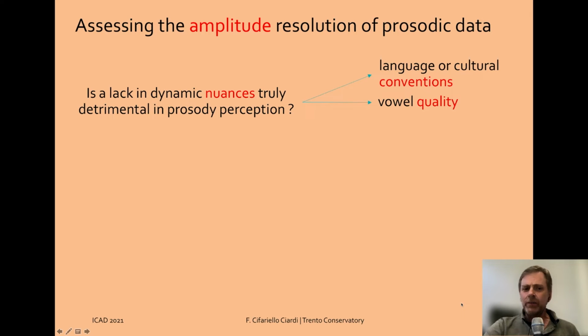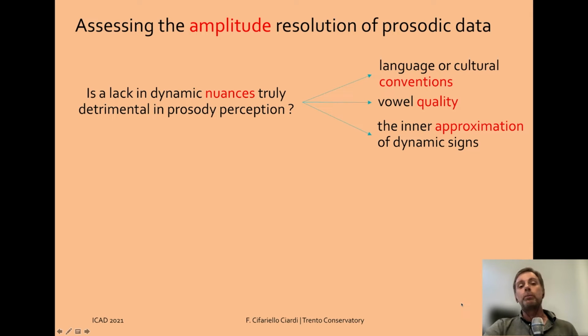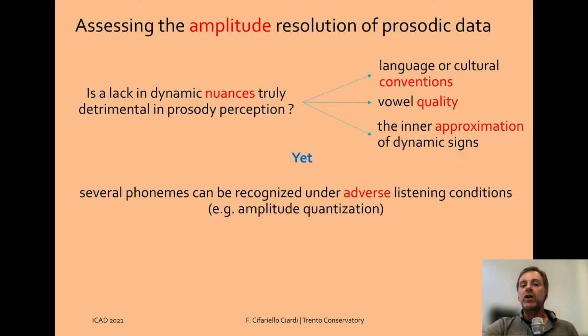On the other hand, the dynamic signs provided by the traditional music notation are limited as compared with those used for pitch and durations. And more importantly, their interpretation is highly subjective among musicians. Most musicians agree on the pitch of a well-tuned C, but not on how loud a forte should be. Yet, in my experience, several phonemes can be recognized even when the amplitude of speech partials is heavily quantized.